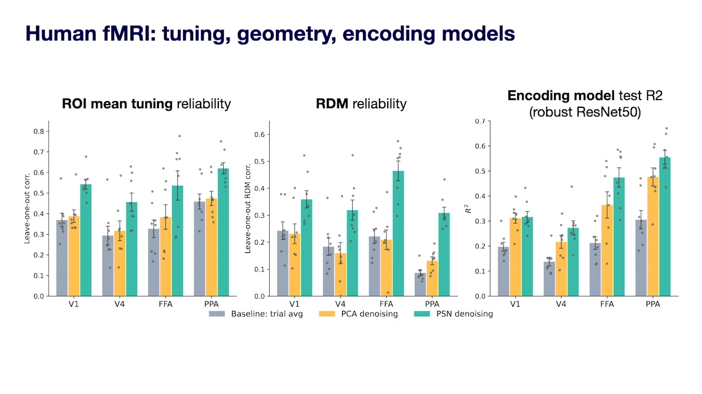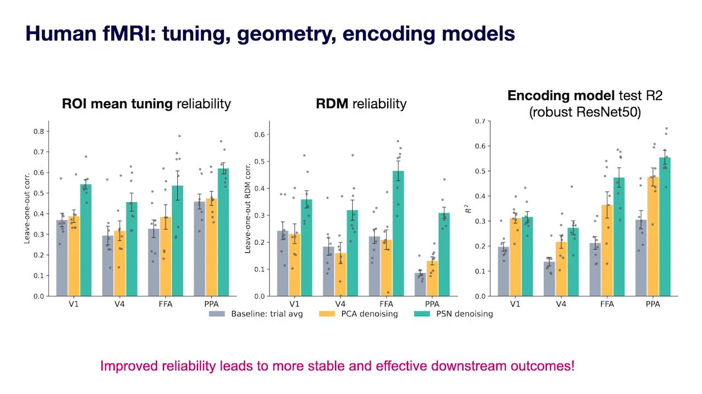And the benefits indeed extend to downstream analyses: ROI tuning stability, the stability of representational dissimilarity matrices across the splits, and encoding model accuracy when using a robust ResNet 50 backbone. Here, each dot is a subject, and there are broad improvements over both trial averaging and denoising that relies on naive PCA. So this improved reliability we see also does produce more stable and effective downstream outcomes.